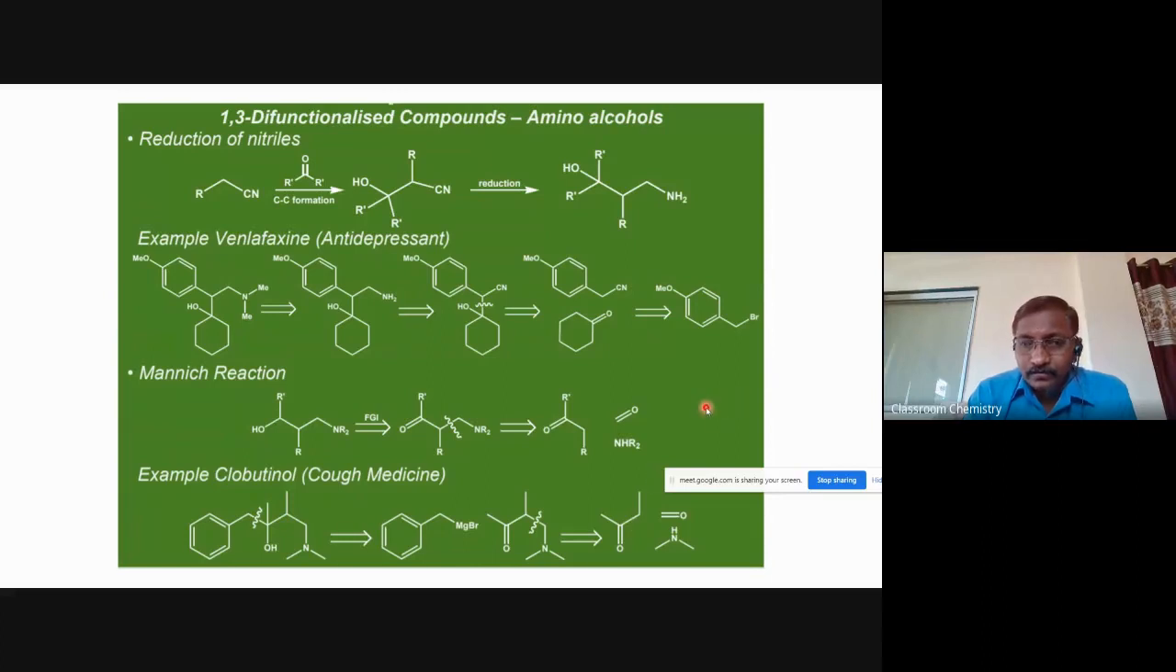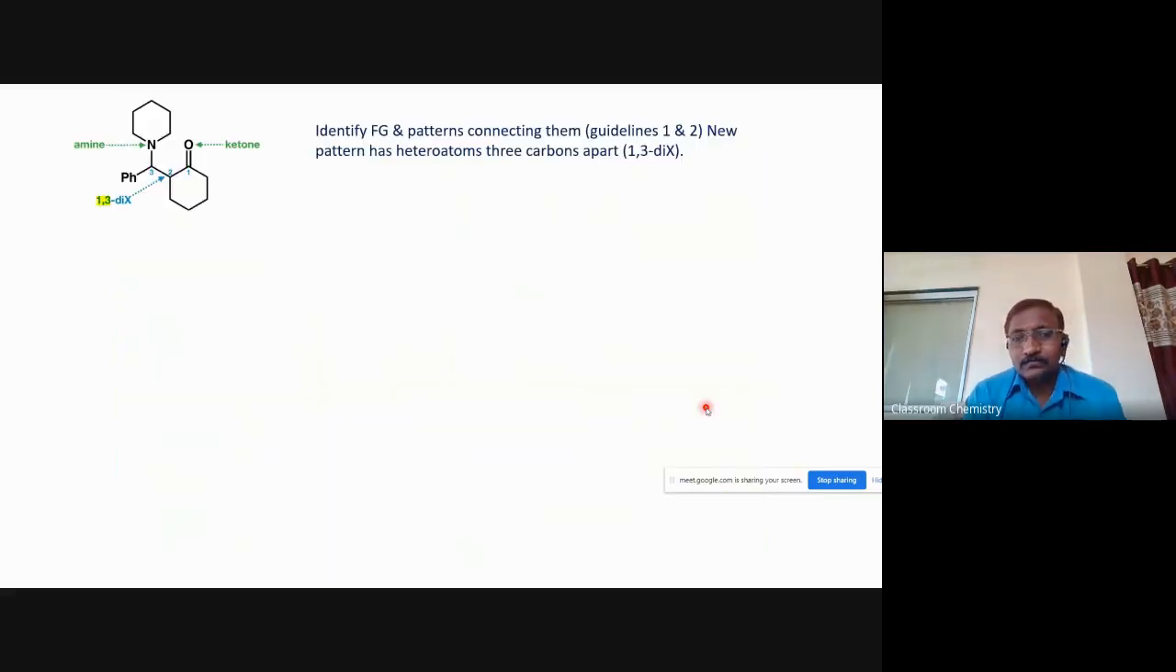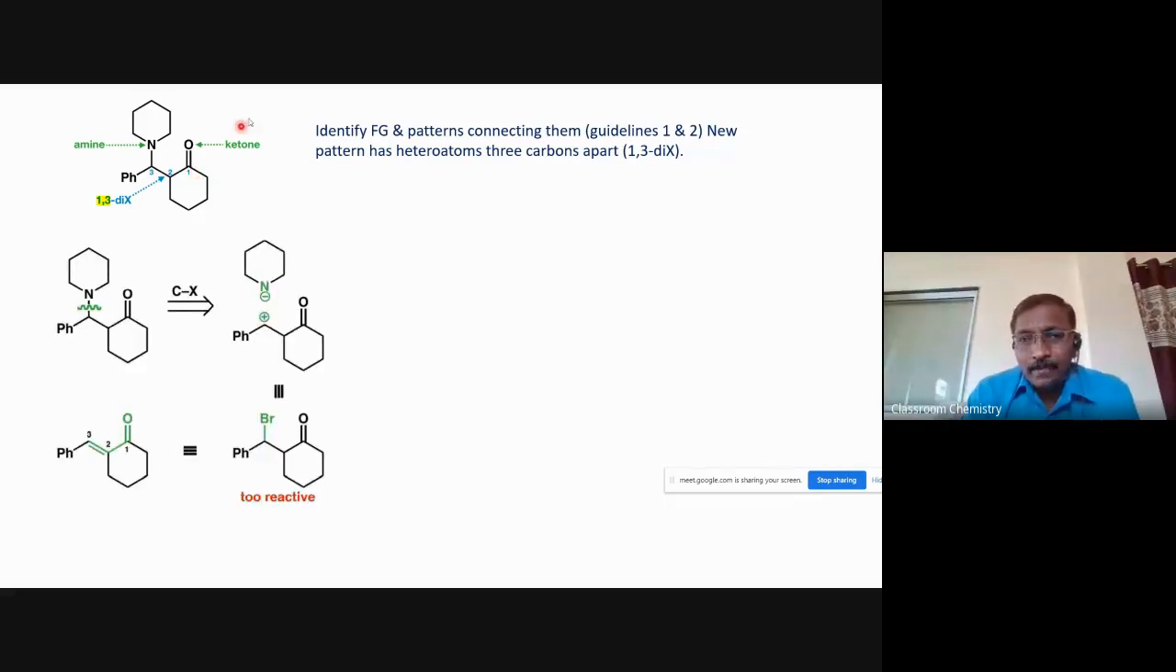Okay. Now, as we will see, the same kind of thing is there. That is 1, 2, and 3. That is a 1, 3 disconnection. There is a carbonyl and there is a secondary amine. So amino alcohol is always converted to the amino ketone, and in this case we have observed that in the 1,3 difunctionalized compound, we can make the disconnection over here. This is a secondary amine, and there is a positive charge.